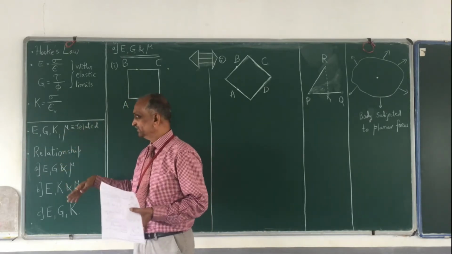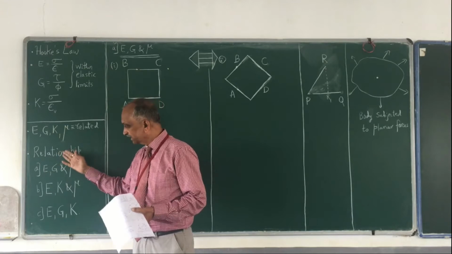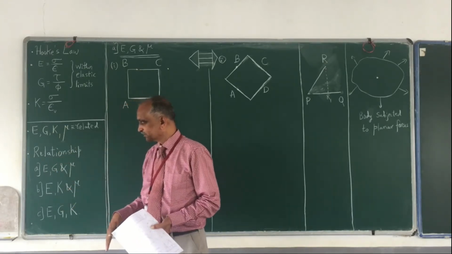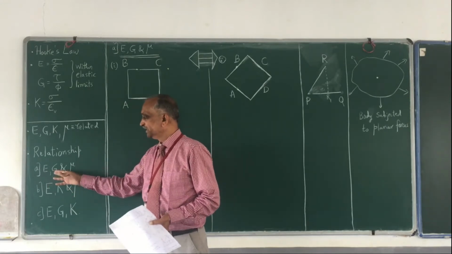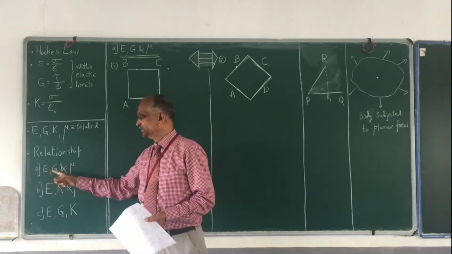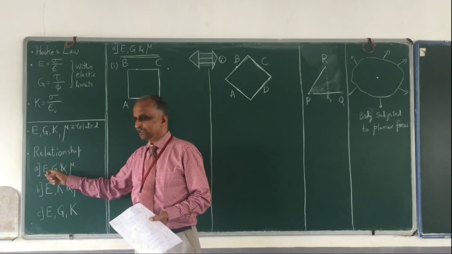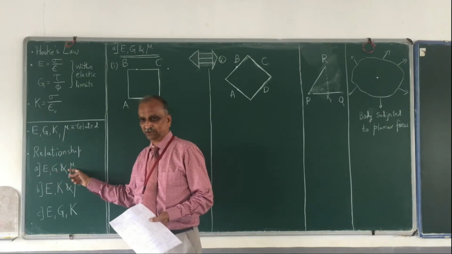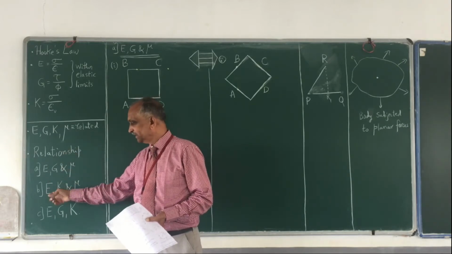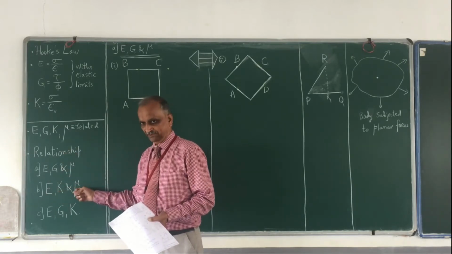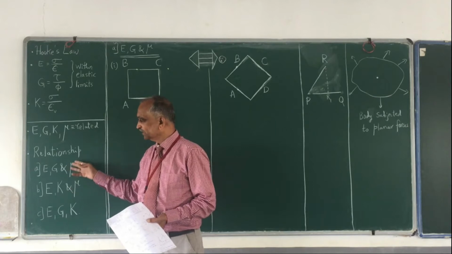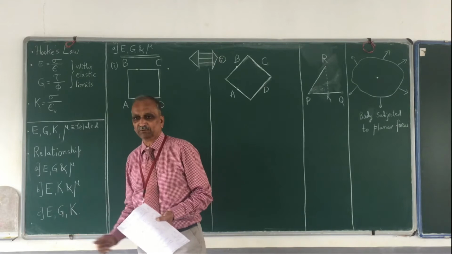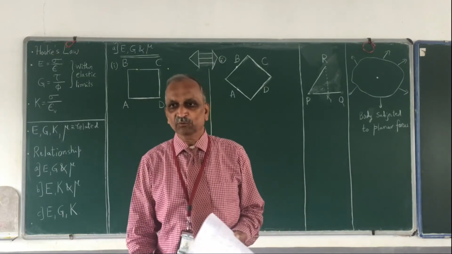How they are related, that I want to derive, and my derivation is going to be in three steps. First, I shall derive the relationship between E, G and mu: Young's modulus of elasticity, modulus of rigidity, and Poisson's ratio. In the next step, I shall relate E, K and mu. I can make use of these two and eliminate mu, and this is how I can get the relationship between E, G and K.